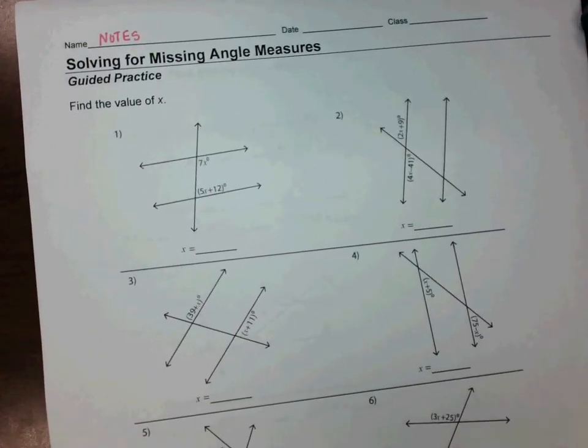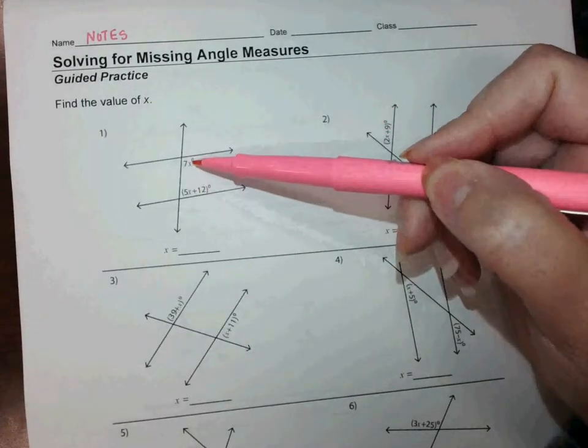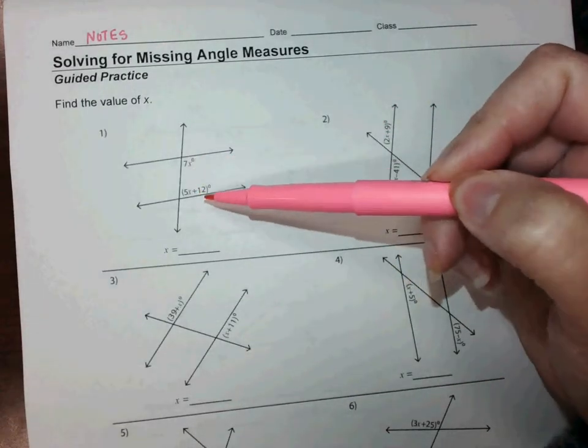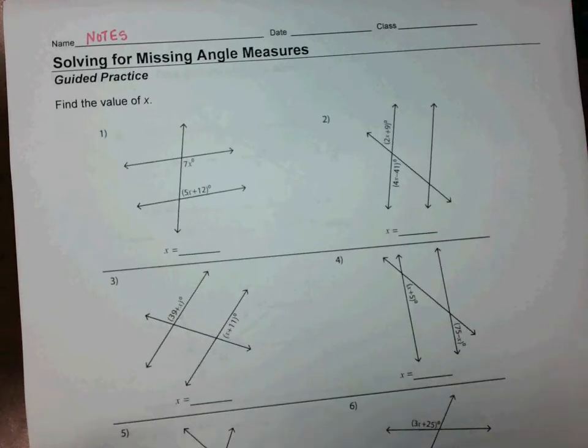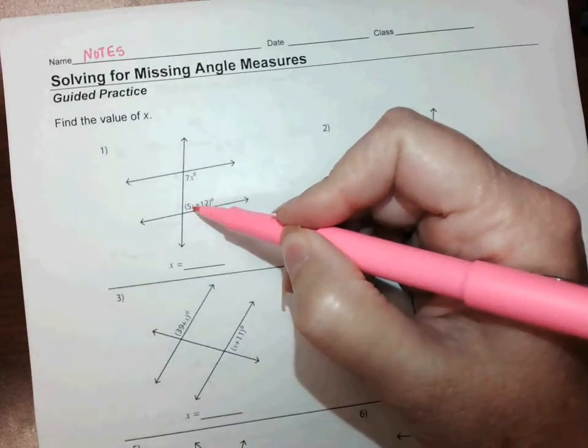So for this lesson, we are solving for missing angle measures algebraically. We're given two expressions, and we have to determine if the two expressions are equal to one another or if they add up to 180. So let's look at these two angles that they're asking us to compare here.